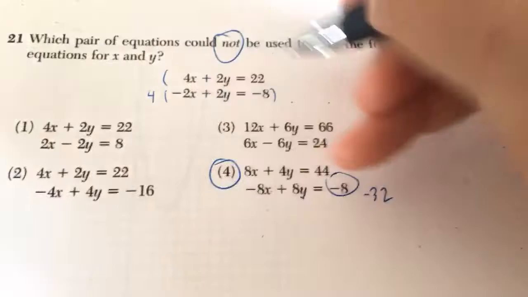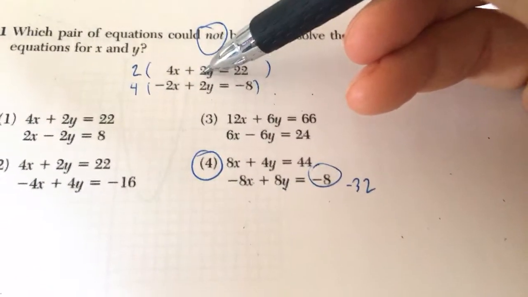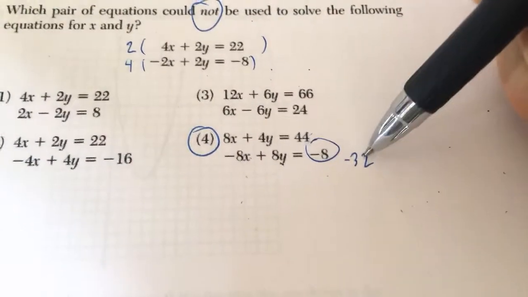Even in this case, in choice number 4, they multiplied the entire top one by 2. They got 8x plus 4y equals 44. That's correct, but this part is incorrect. This should be negative 32.